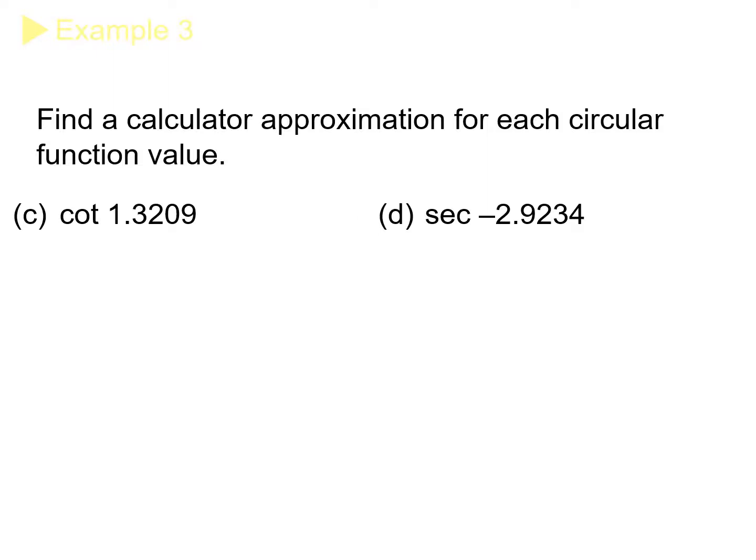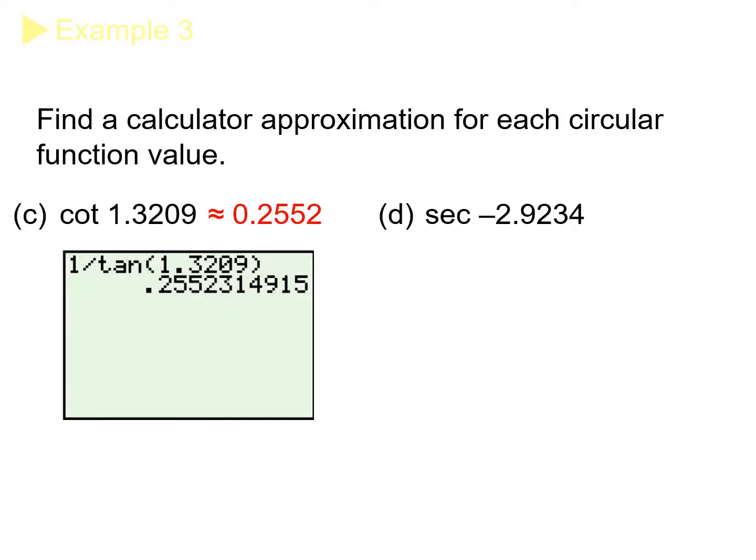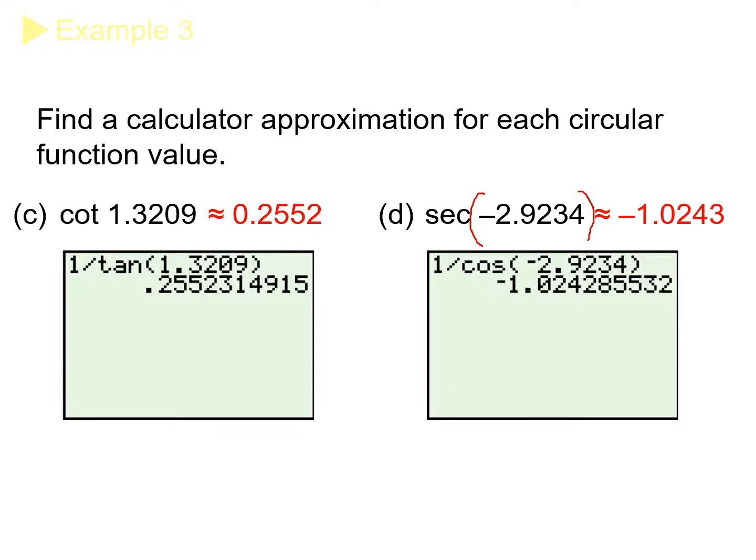Tangent of 1.309, we want to find 1 over the tangent of 1.3209, or 0.2552. Secant, now without the parentheses, they're really there, of minus 2.9234, we want to do 1 over cosine of minus 2.9234, and we get negative 1.0243.